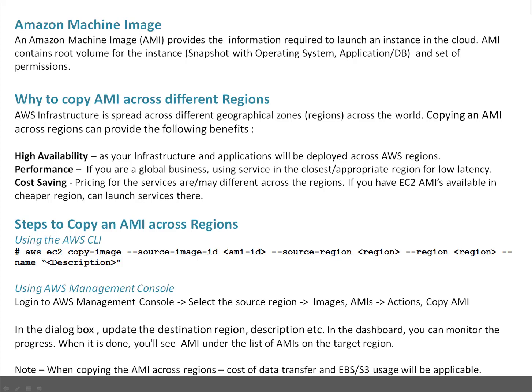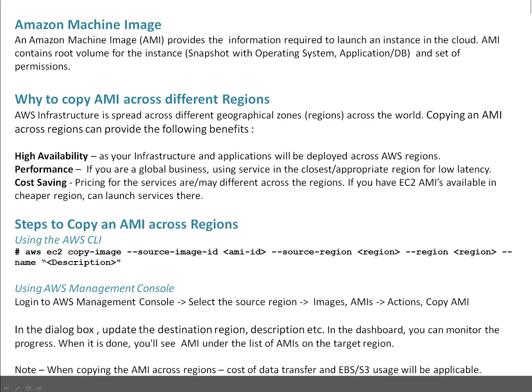One thing, please be aware: when we copy the AMI across regions, we will be charged for the cost of data transfer across regions. That's the first thing. After that, we will be charged for EBS and S3 usage in the destination region, because we are going to use EBS space and S3 basically if we take or create any snapshot.